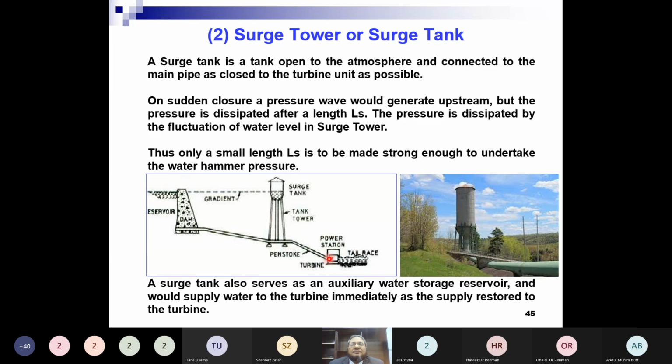and then comes back. So it means only a small length LS is to be made strong enough. Only this much portion we should make strong enough to undertake the water hammer pressure. The rest of the penstock, which is very, very long, we have to design on normal pressure, not on the hammer pressure. Is it clear? Do you have any questions?